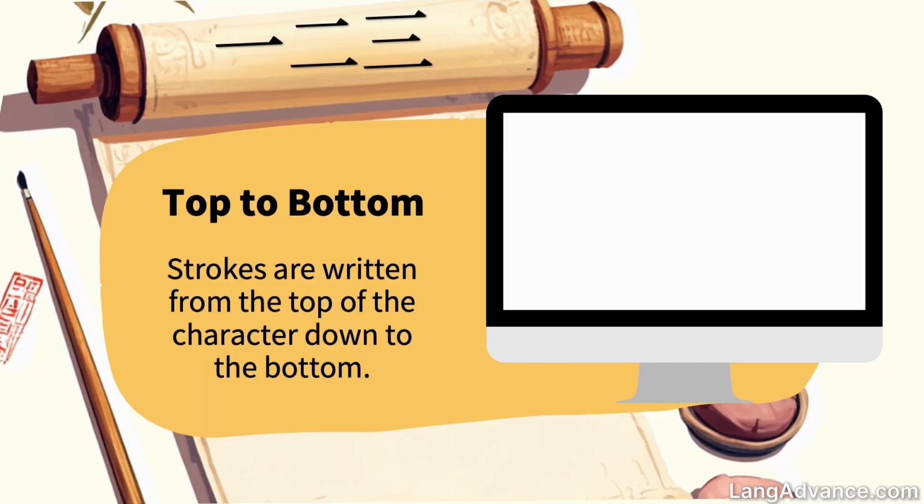Let's start off with the first rule, the top to bottom. Strokes are written from the top of the character down to the bottom. So using the example of 三, sun, we start from the top and we have the middle and lastly the bottom.